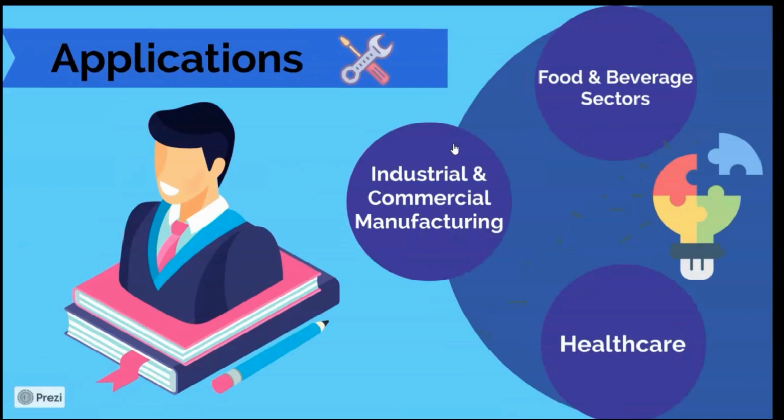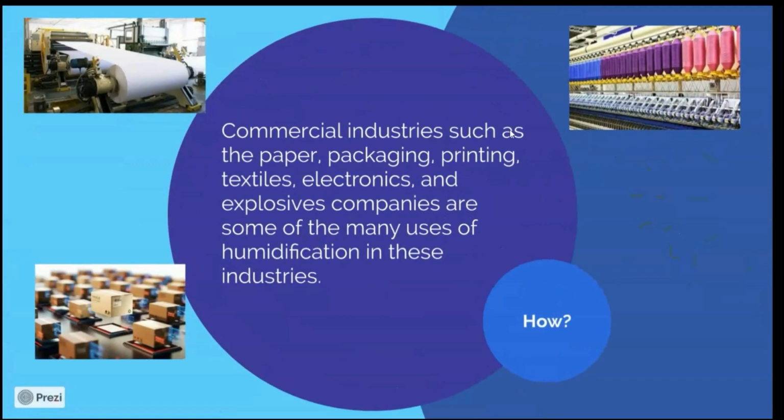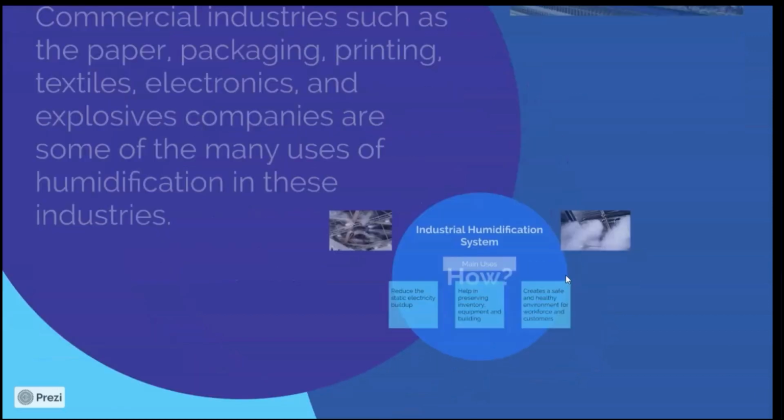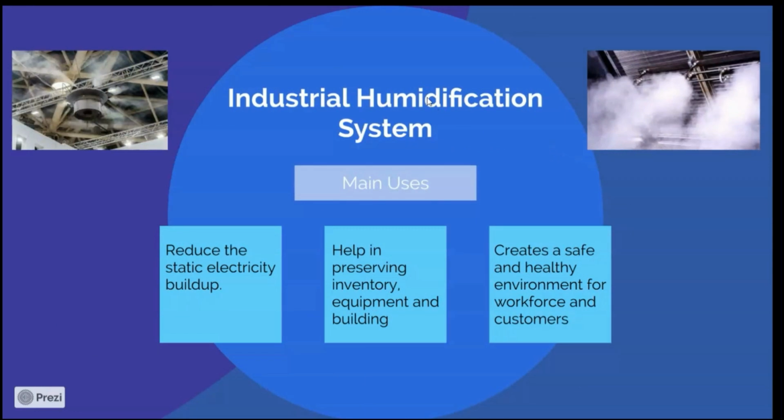Next, the application of humidification is also very common in industries and commercial manufacturing. Optimal humidity control can also improve productivity in many industrial and commercial manufacturing processes. Commercial industries such as paper, packaging, printing, textiles, electronics and explosive companies are some of the many users of humidification. But how do all these industries manage to keep the humidity levels at their workplace controlled and safe? This is done through the utilization of industrial humidification systems.